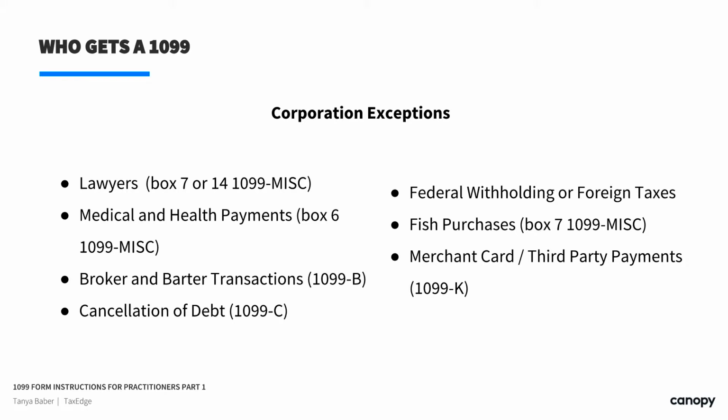Fish purchases. This is one of those weird little exceptions. If it's Box 7, but it's purchases of fish, then that's going to be reported no matter if it's a different entity. And merchant card and third-party payments, again, doesn't matter if there's a corporation. The 1099-Ks get to go out to everybody that has a merchant account. So these are some common exceptions to those.